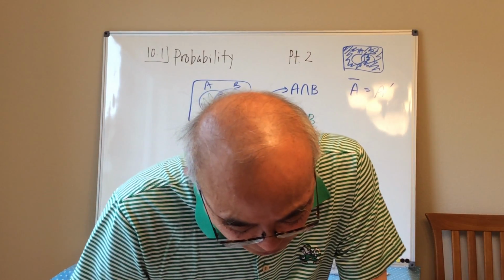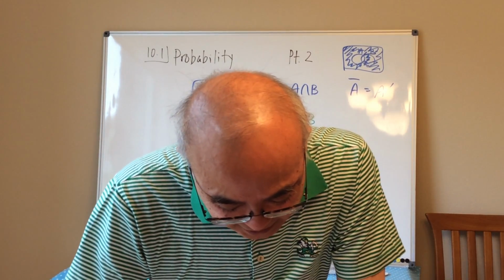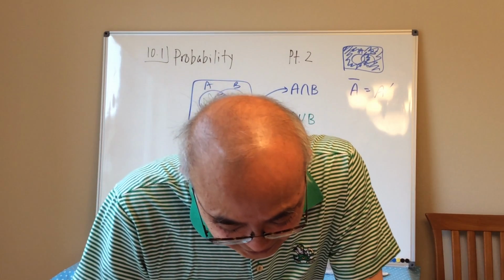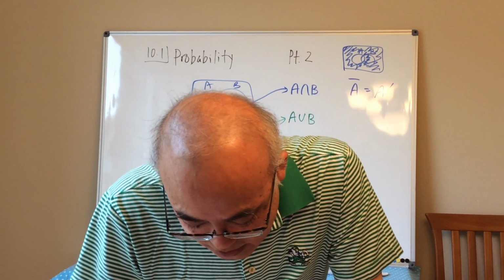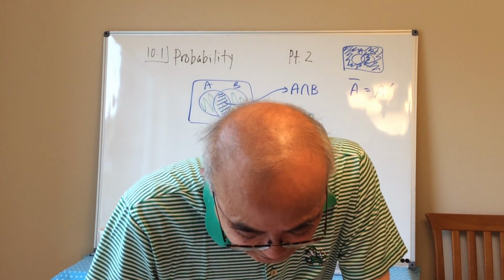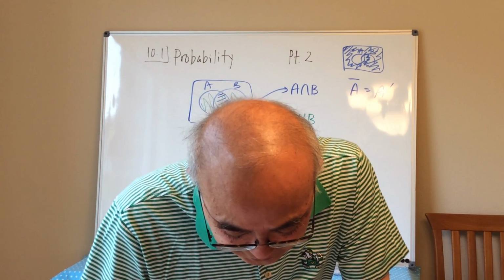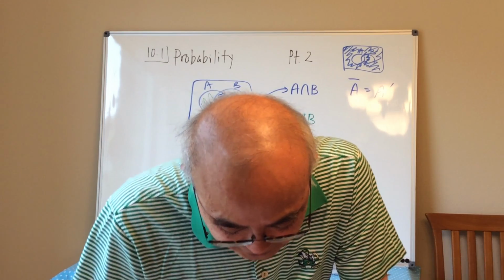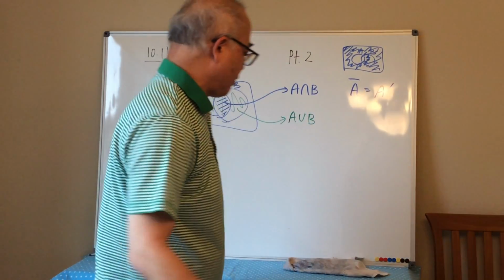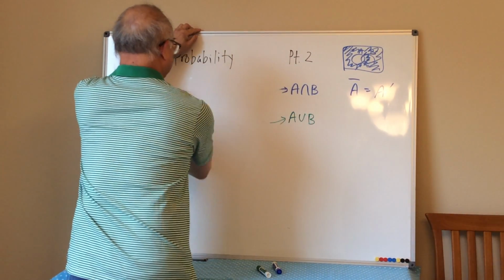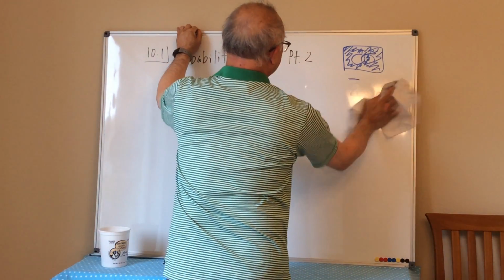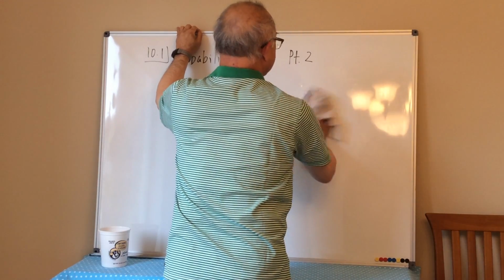Okay, so let's go. Example number 6. At Pascal High School, 54% of students are girls. 62% of the students play sports. Half of the girls at the school play sports. So half of the girls play sports, okay? Let's see if we can use the Venn diagram to solve these things.